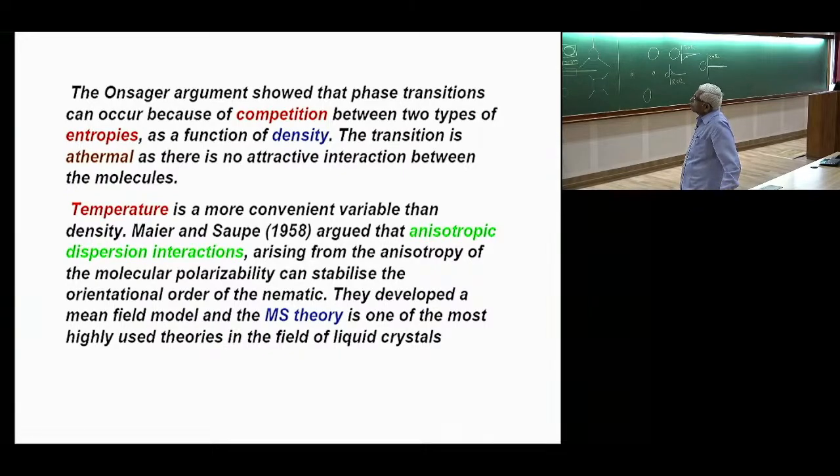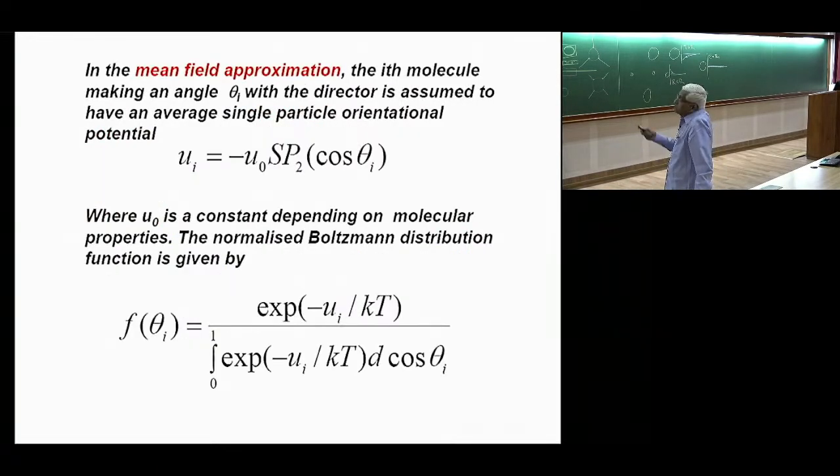Then Maier-Saupe in 1958 argued that anisotropic dispersion interactions between the molecules, which have a rod shape, is the real origin for the attractive interaction which leads to the orientational order. In fact, the Maier-Saupe theory is perhaps one of the most highly cited papers in the field of liquid crystals. So I'll just go through this quickly.